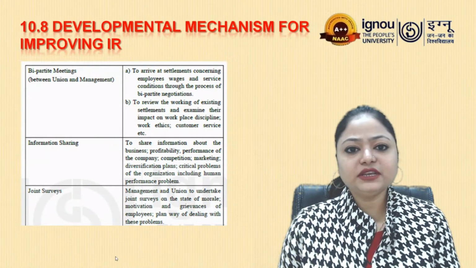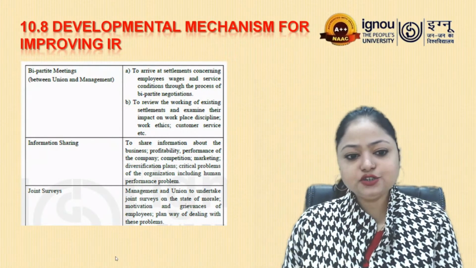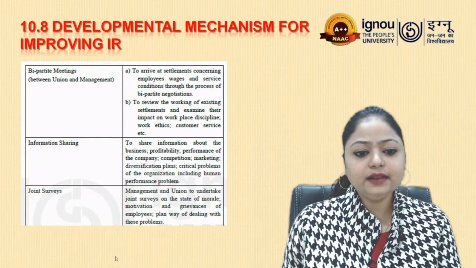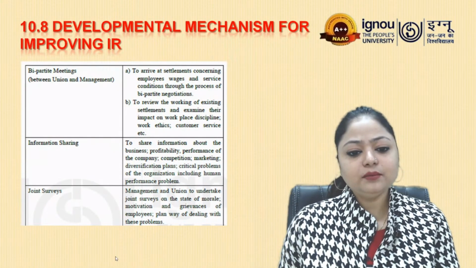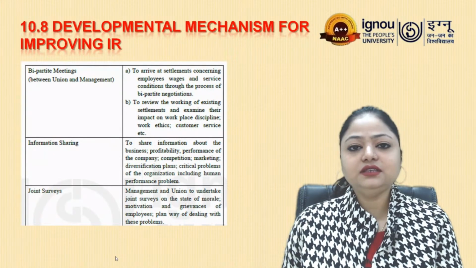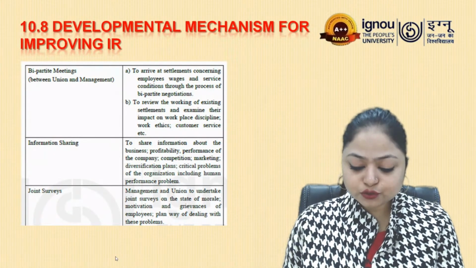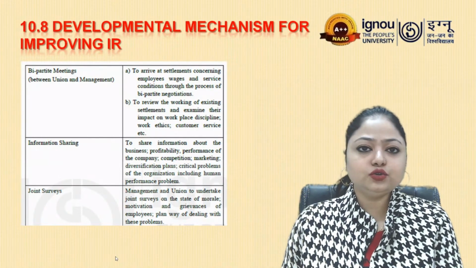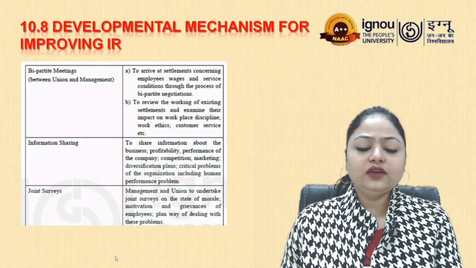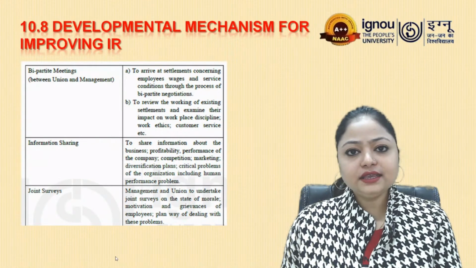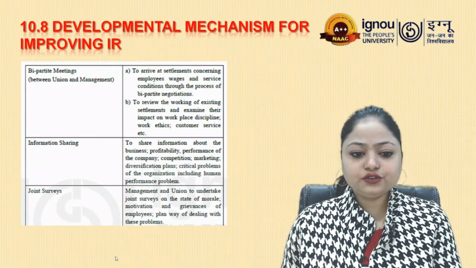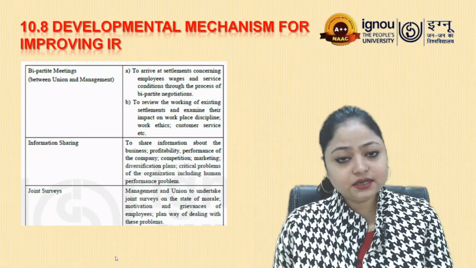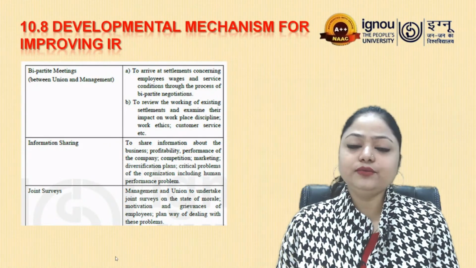So this is one of the most major mechanisms for improving industrial relations. Then joint surveys. Management and union undertake joint surveys on the state of morale, motivation and grievances of employees, and plan ways of dealing with these problems. So there should be joint surveys to help the managers understand what the grievances are and what the root causes of the grievances and low level of morale or motivation are, and there should be a planned intervention to deal with all these problems. So joint surveys is another mechanism to have a developmental approach towards industrial relations and improving it.